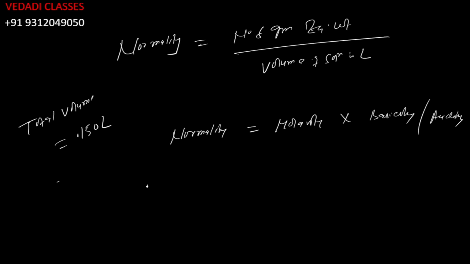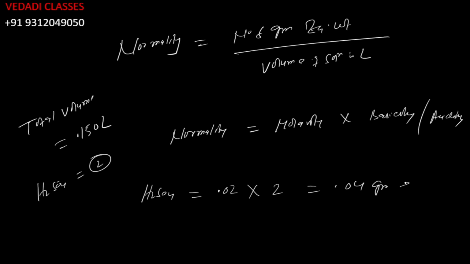In case of H2SO4, the number of moles is 0.02, and H2SO4 has a basicity of 2. So multiply it with 2, then you will get 0.04. This is the gram equivalent weight, you get it. And this is simply for HCl. Its number of moles is 0.005 mole, and when you multiply it with the basicity of HCl, which is 1, it will be 0.005 gram equivalent.